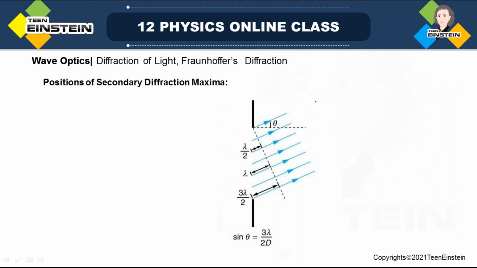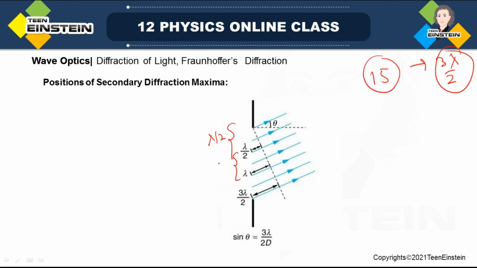If I take a number, maybe you will be able to find out. Suppose I have 15 sources which will give you 3 by 2 lambda path difference. If I break them into three parts, 5, 5, 5, there are 5 sources here which give lambda by 2. Here 1 2 3 4 5, and here 6 7 8 9 10, and then 1 2 3 4 5. So 5, 5 and 5 sources are there.